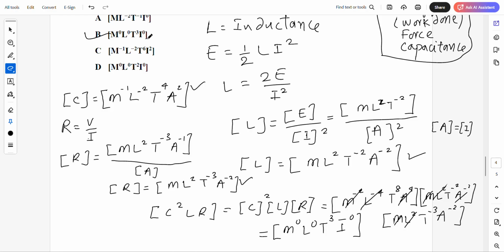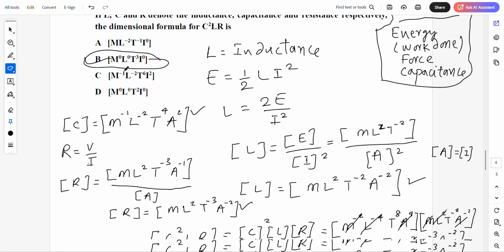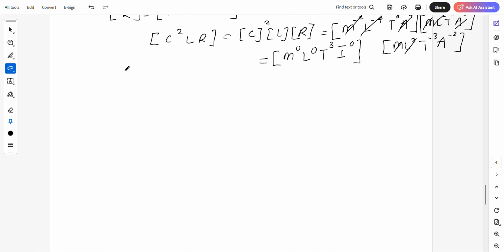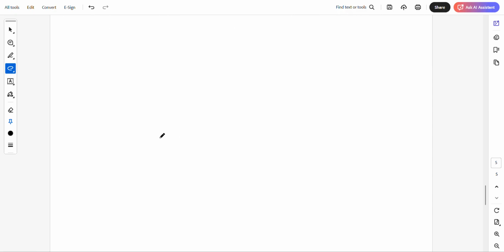T cube. If you go to the higher classes, you will understand this. You can do this by only one step. Once you go to class 12, there you will be learning about resonant frequency. C square into L into R is nothing but, I can write this as C into L, again C into R.